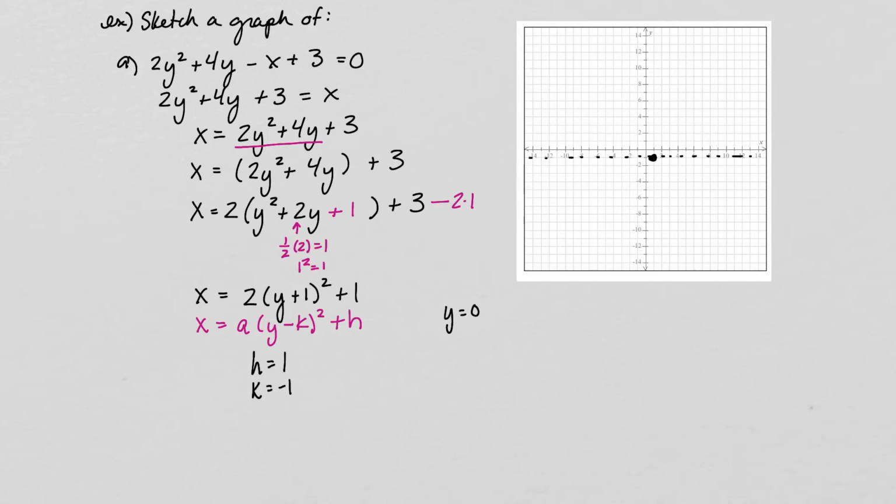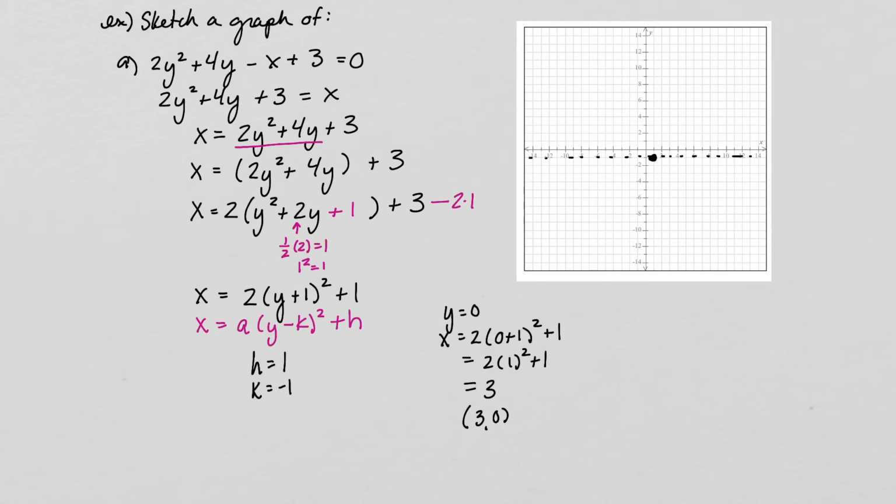So if we let y be equal to 0, x is going to be equal to 2 times (0 plus 1) squared plus 1. So it's going to be 2 times 1 squared plus 1. So it's going to be 3. So I have also the point (3, 0).